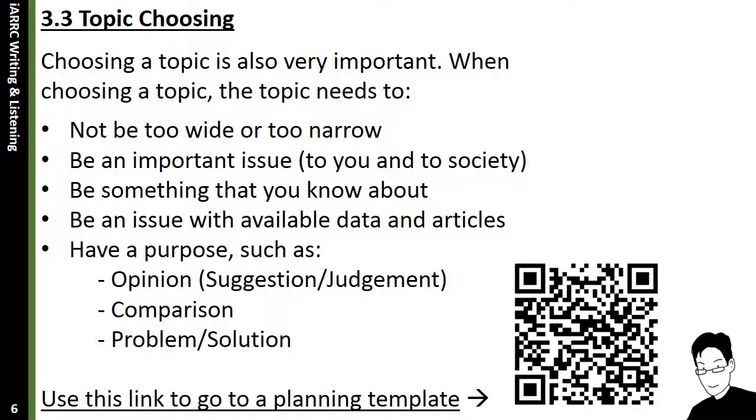It needs to be an issue with available data and articles. Because we need to use citations and we need to use the data to support our ideas, we need to have different articles and different pieces of information from different sources. And finally, your topic needs to have a purpose, such as an opinion, a comparison, or maybe a problem solution. Using these purposes, you can write about each topic in a different way.